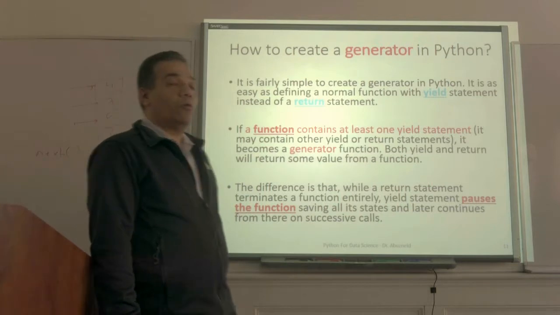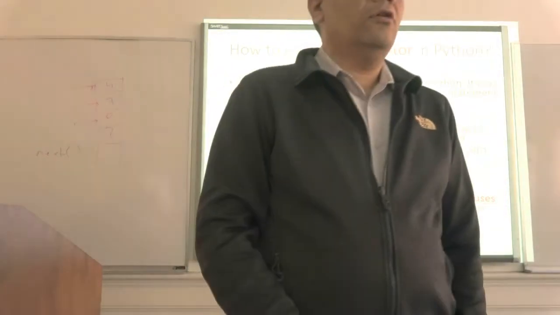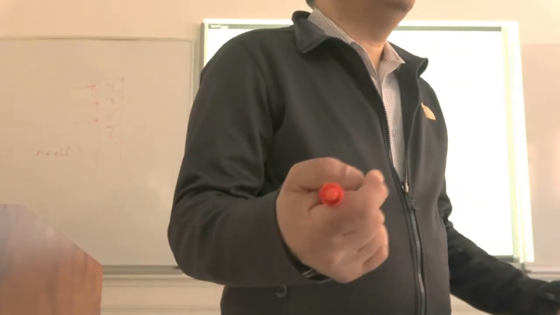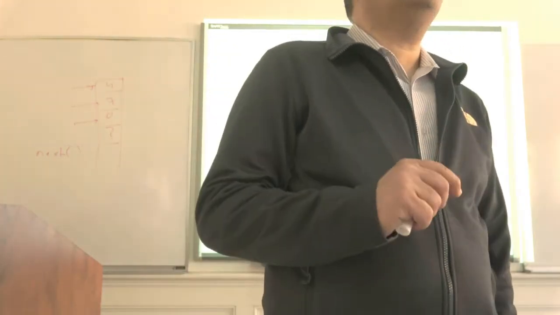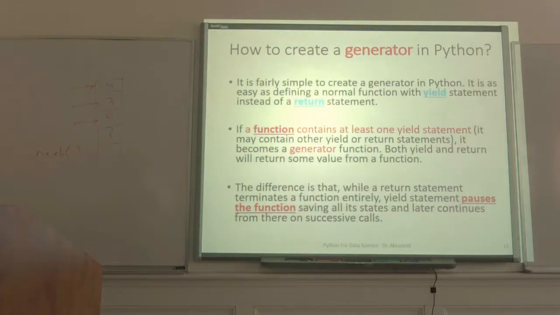So what makes this function a generator? One thing, very simple: we use something called yield, not return. You could use return also inside it, but it has a yield. What does yield do? Return in a function, what does it do? It returns a value and ends the execution of the function. Yield, what does it do?